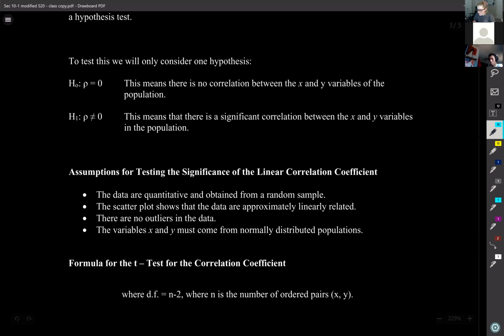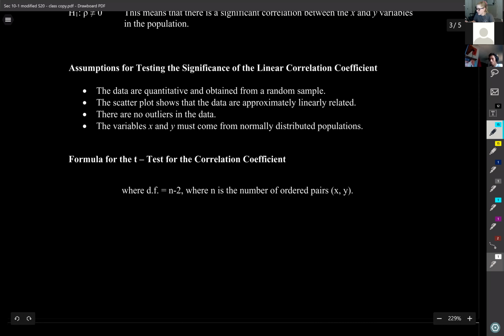Okay, so then we have a formula because to do this hypothesis test, we're going to conduct a t-test. So our formula is t equals r times the square root of n minus 2 over 1 minus r squared. So r is that correlation coefficient that we found, and then n is going to be the number of data pairs. And then the degrees of freedom are n minus 2, where n is the number of ordered pairs. So a little different here. We usually have degrees of freedom being n minus 1. This one is n minus 2.